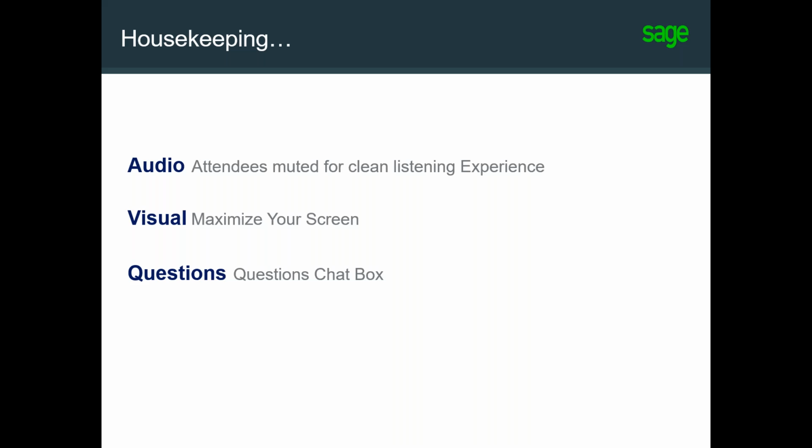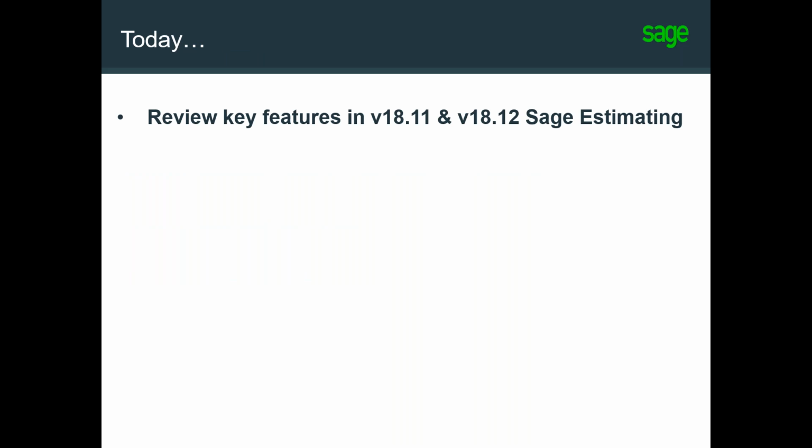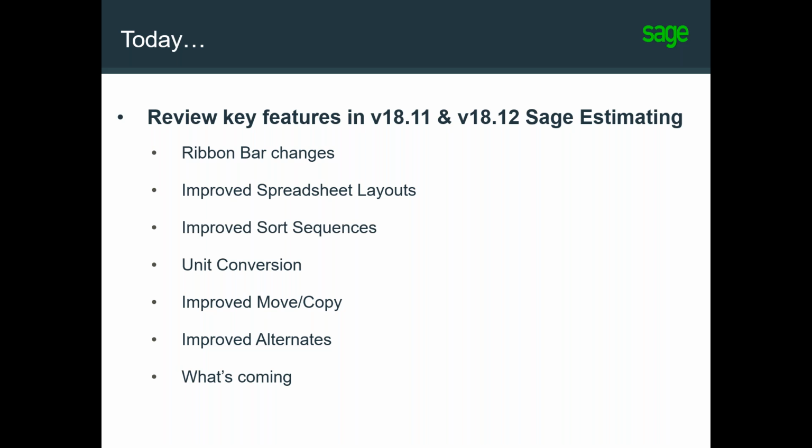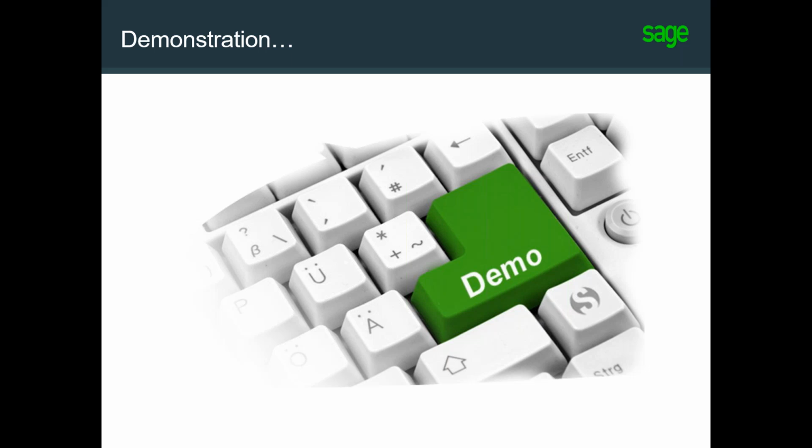So today we are going to review key features in version 18.11 and version 18.12 of Sage Estimating. We're going to look at unit conversion, move copy, and alternates and what's coming, as well as ribbon bar changes, improved spreadsheet layouts, and improved sort sequences. And then I will have a quick lesson on how to organize things in PowerPoint so they come up in the right order. That's what we're going to look at today. Lots of features there. So let's get started.